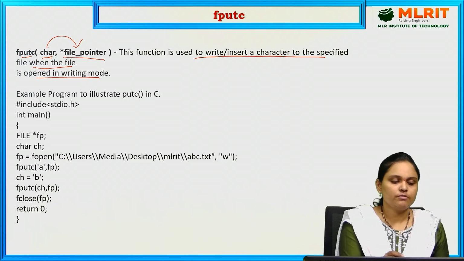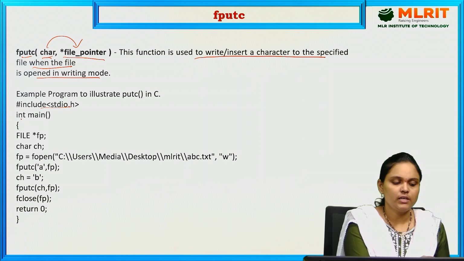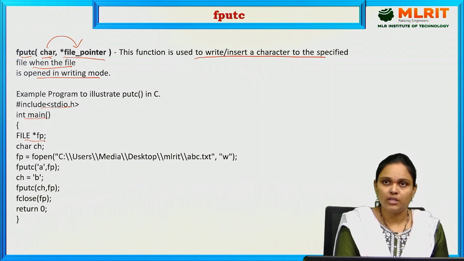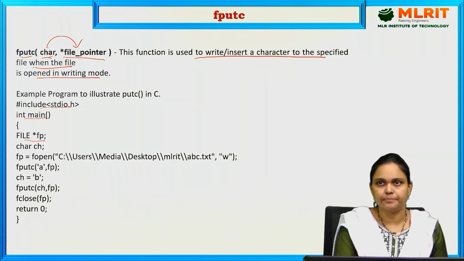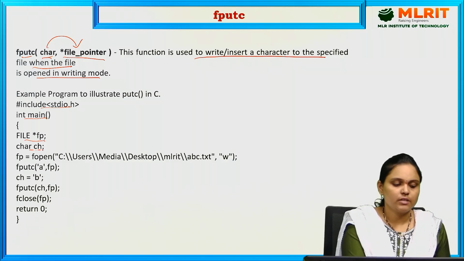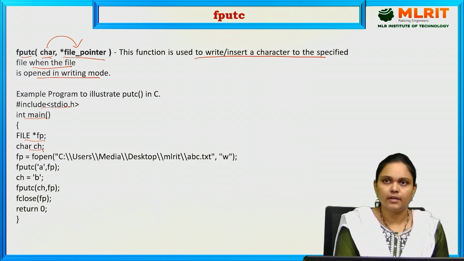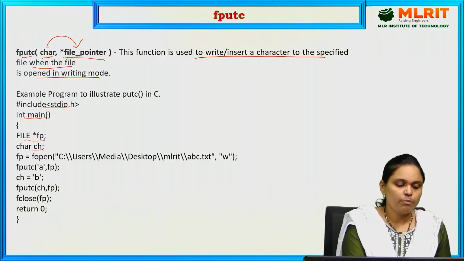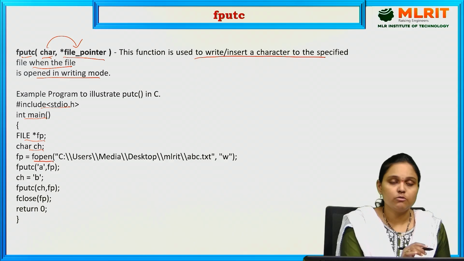Coming to one example program, this is a header file and this is the main function. We need to create a file pointer before opening a file. So we have created a file pointer that should be of FILE type. And then next we have declared a variable of character type. ch is my variable and that is of character type. And we have opened a file by using the fopen function.